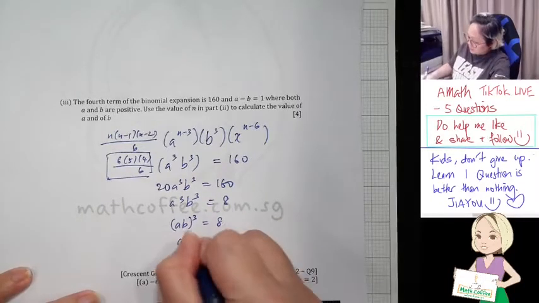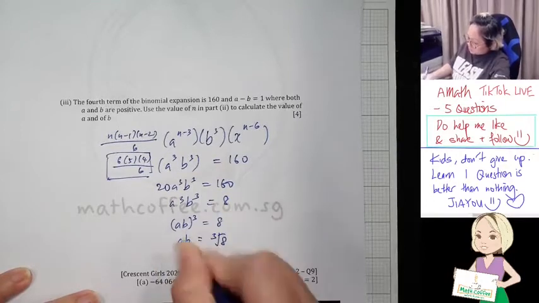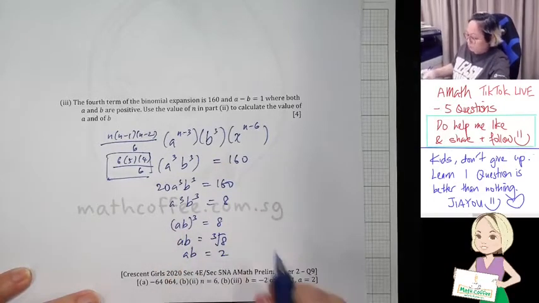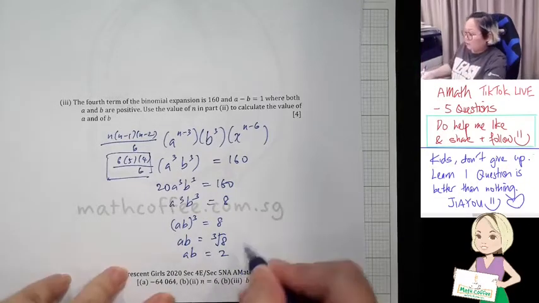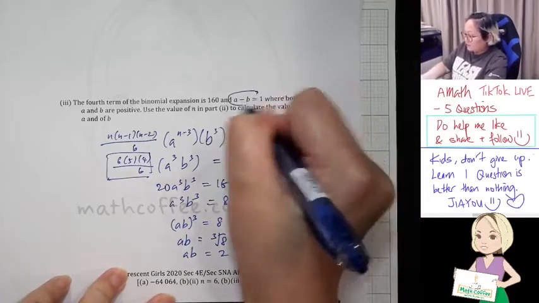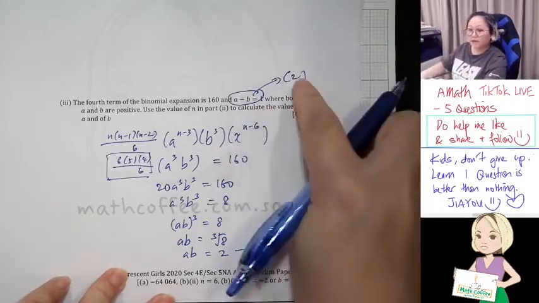Yes, then after that, AB will be cube root 8. So my AB is equal to 2. So you see, I have two unknowns here, which are A and B. So this is the first equation. And you see, they give us this one, which is the second equation. Agree?